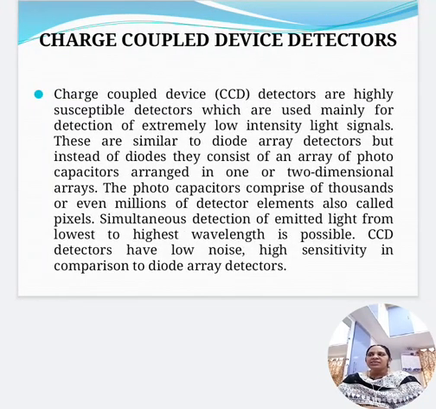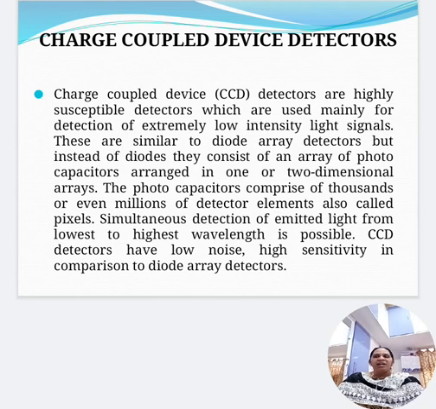What are these charge coupled devices? They are highly susceptible detectors, which are used mainly for detection of extremely low intensity light signals. When you want to measure very low intensity light signals, you use CCDs. These are similar to diode array detectors, but instead of diodes, they consist of an array of photocapacitors.